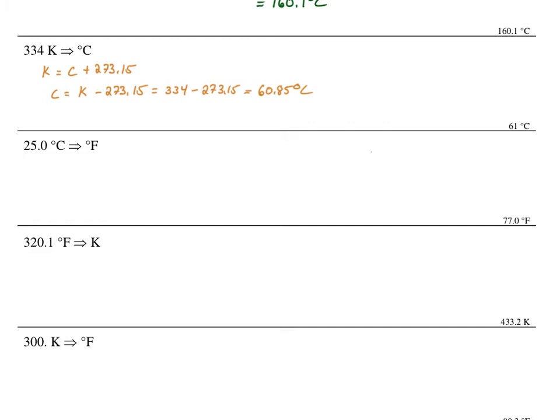Our initial number is rounded to the ones place. So we want to round to the ones place in our converted temperature, which means that we're going to round up. The first number we drop is 8. It's greater than 5. So our final answer is 61 degrees C.